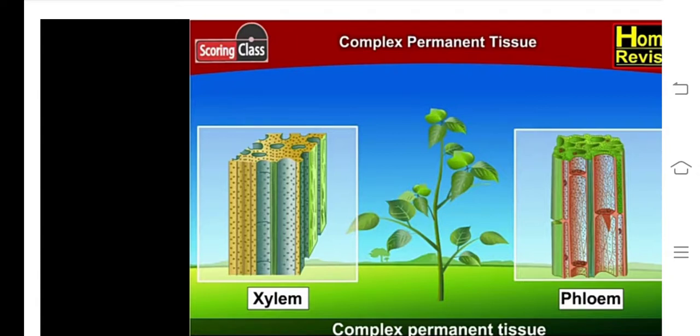Clear? In the next class, I would like to explain animal tissues. My request is that you draw the diagram in your classwork. Okay. Thank you, children.